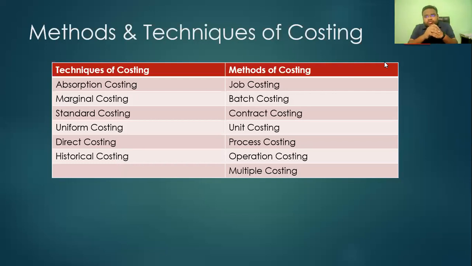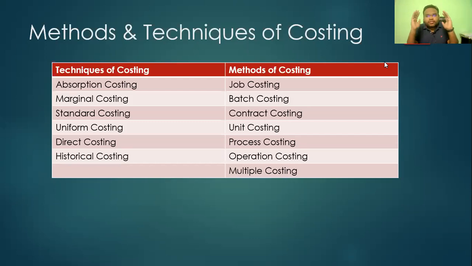The next concept we have is multiple costing. Multiple costing is not a separate method of costing. That means if in an industry you are using more than one method of costing, we call it multiple costing. Let us assume in the car industry, we may use process costing with operating costing. When we employ more than one method of costing in one industry, we call it multiple costing.